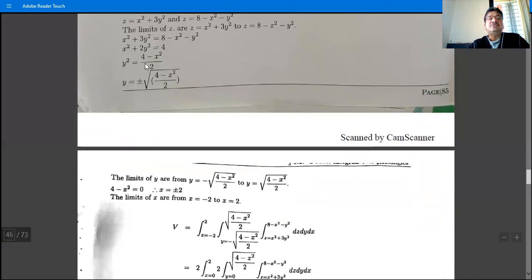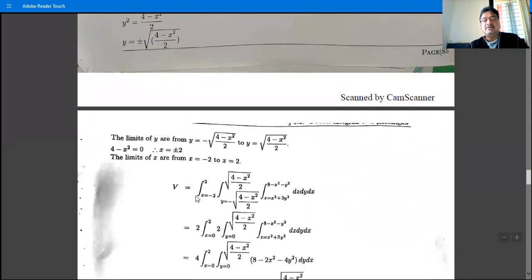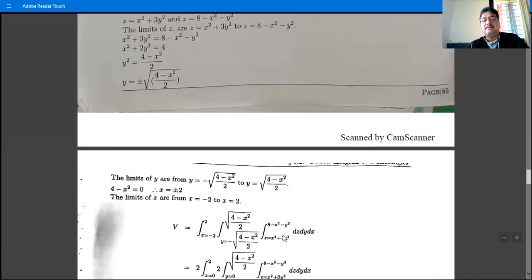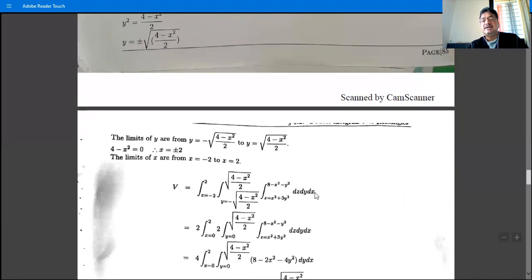Then substitute y as 0 in this equation. We have 4 minus x square is 0, and therefore x is plus minus 2, so the limits of x are minus 2 to plus 2. Therefore the integral is minus 2 to 2, then the limit of y, then the limit of z, dz dy dx.